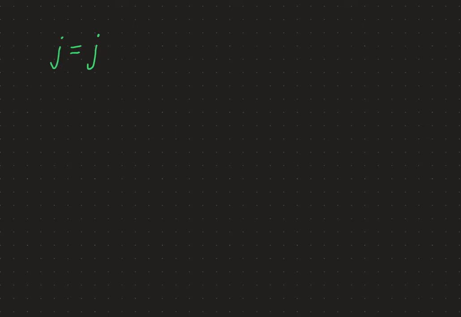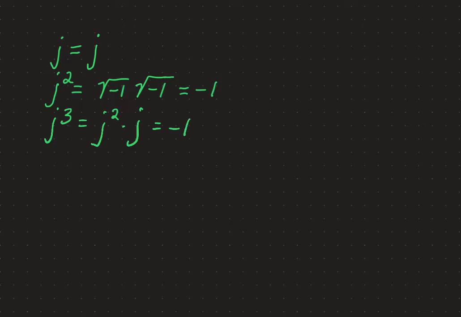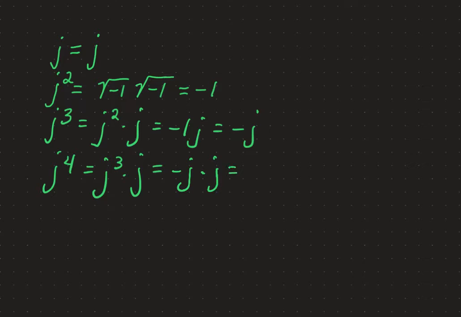Well, for starters, j equals j, and j squared would equal the square root of -1 times the square root of -1, which would be -1, which means j cubed would be j squared times j, or -1 times j, or -j. And j to the fourth would be j cubed times j, or -j times j, which would be -j squared, which is -1 times -1, which is 1.